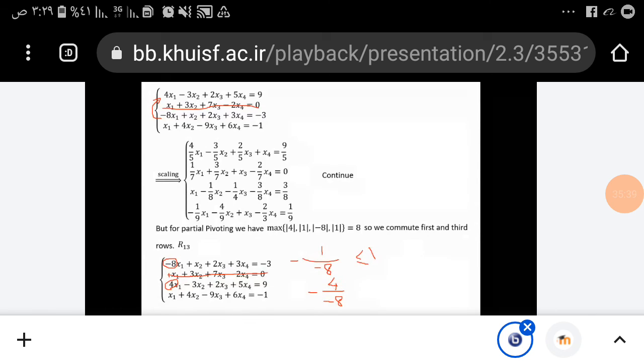This will be less than or equal to 1 in absolute value. Also for the last one, minus 8 will be in the denominator, 1 will be in the numerator, and minus for all of them. It means all Mi1 in absolute value is less than or equal to 1.